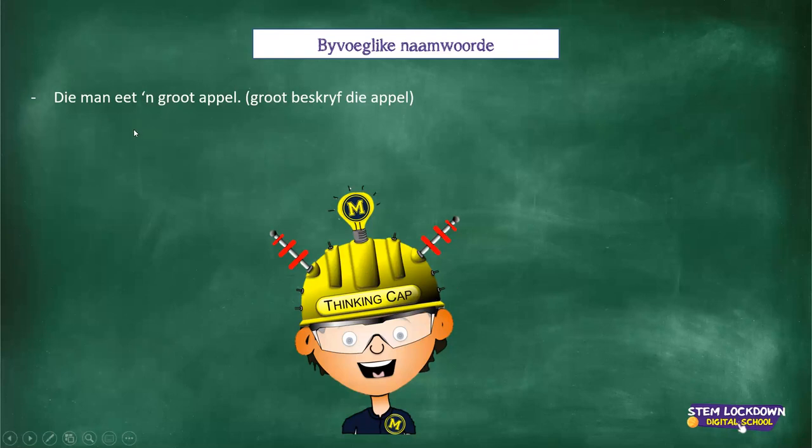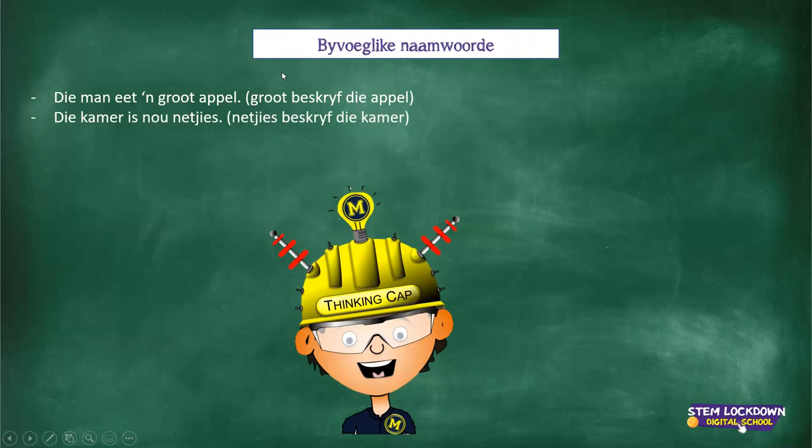The first sentence there. Die man eet 'n groot appel. Identify the nouns quickly. It's man and apple because I can see the man and I can see the apple and I can touch it. But what describes the man? Nothing describes the man, eh? But something describes the other noun in the sentence, and that is groot. In other words, die appel is groot. So groot is my bijvoeglijke naamwoord or my adjective, want hy beskryf die appel. Groot beskryf die appel. Groot is my bijvoeglijke naamwoord.